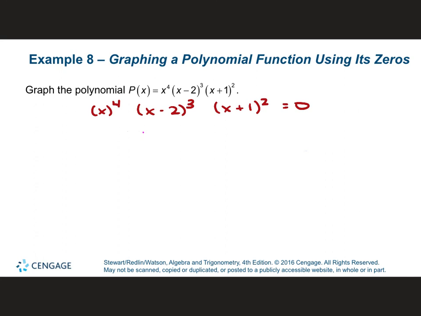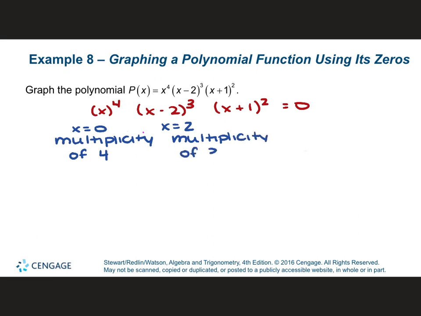So if you solve all of these, we have x is equal to 0 with a multiplicity of 4, because our power is 4 on that one. For the x minus 2 is equal to 0, you would have x is equal to positive 2 with a multiplicity of 3. And that x plus 1 is equal to 0, that would give you x is equal to negative 1, and we would have a multiplicity on that one of 2.